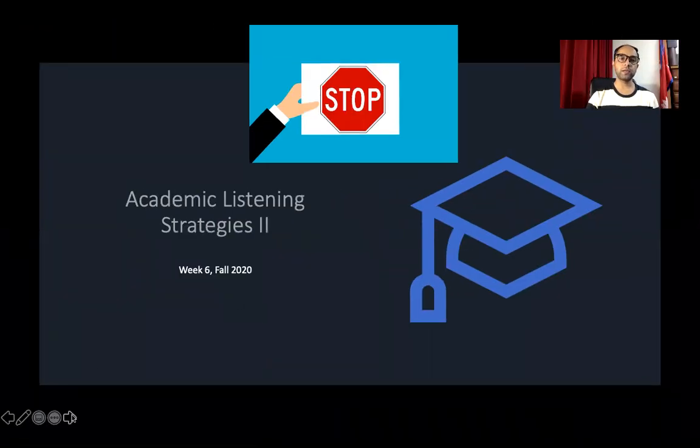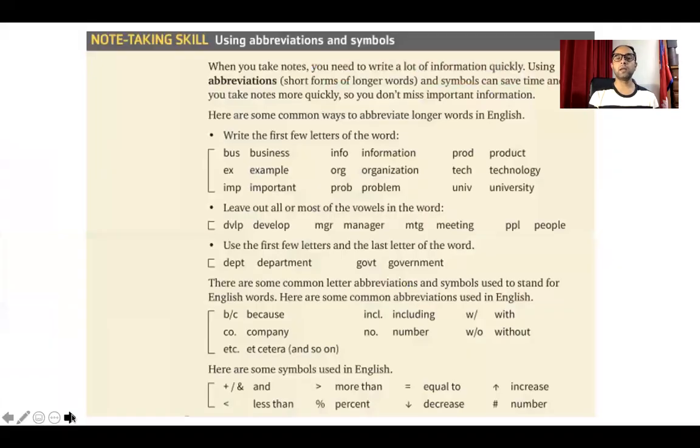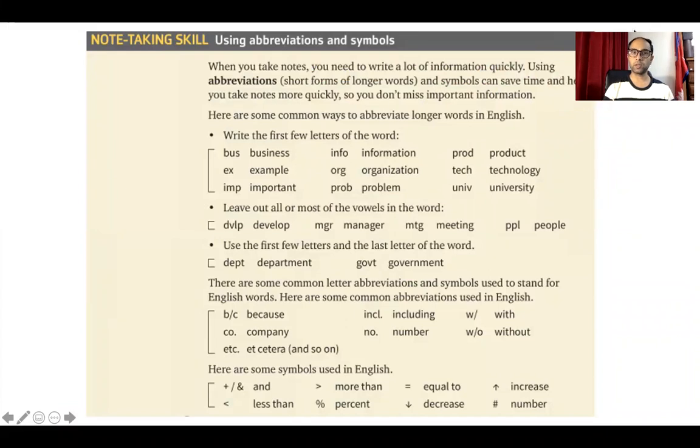Okay, so let's begin. In the beginning, let's quickly talk about a note-taking skill that we should focus on. It's quite long, so you can read this later, but using abbreviations and symbols in note-taking is a very important strategy when we are doing a listening activity. Let's quickly see what is there. When you take notes, you need to write a lot of information very quickly, right? If you start writing everything, the listening finishes very fast.